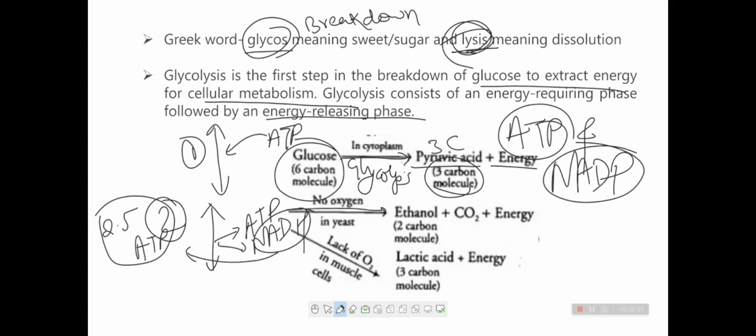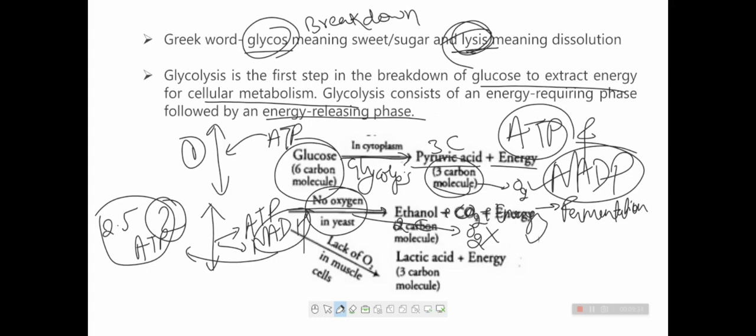In the next process, this glucose molecule is converted into ethanol, that is a 2-carbon molecule, plus CO2 and plus energy. This process does not require oxygen; it occurs in the absence of oxygen, whereas the previous process requires oxygen. So this is known as fermentation. This process is known as fermentation, which occurs in yeast.